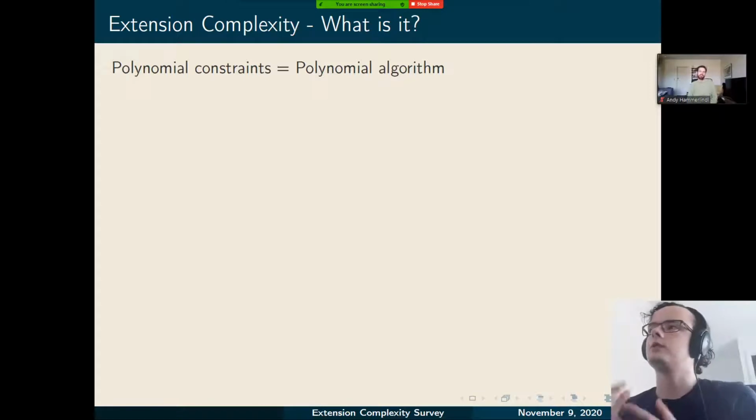So if we can define our polytope by a polynomial amount of constraints, then it turns out that we have an algorithm that we can solve this problem in a polynomial amount of time. So we're very interested in, for a particular problem, if we can embed our problem in a space with as few constraints as possible. And you might naively think that the solution to this is always just to use as low a dimension as you can, but it turns out that this actually isn't the case.